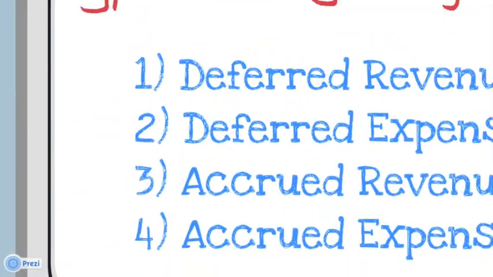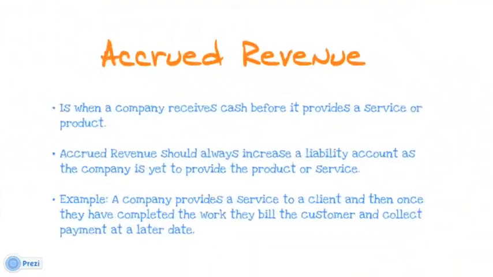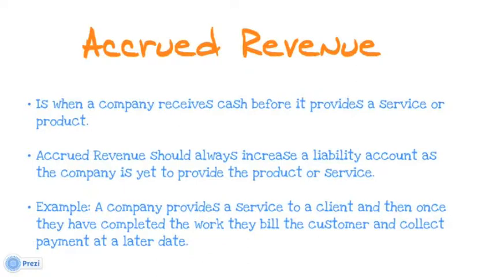The third type of adjusting entry is accrued revenue, which is when a company receives cash before it provides a service or product. Accrued revenue should always increase a liability account as the company is yet to provide the product or service. An example of this would be when a company provides a service to a client and then once they have completed the work, they bill the customer and collect the payment at a later date.